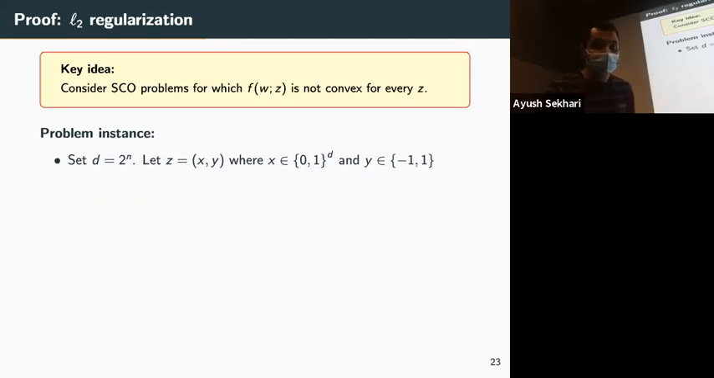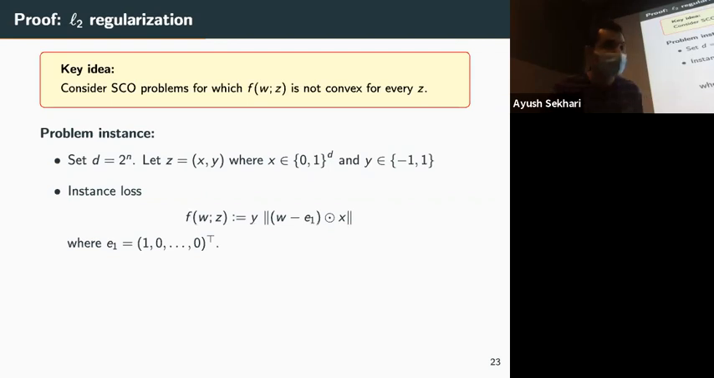And each data sample, Z, has two parts, X and Y, where X is a binary vector in D dimensions, and Y is either -1 or +1. The instance loss that we construct is as follows. It's Y times the norm of the coordinate-wise product between two vectors. So this dot-O notation is a coordinate-wise product, where the two vectors I take, the first one is W minus E1, and the second one is just the X vector.